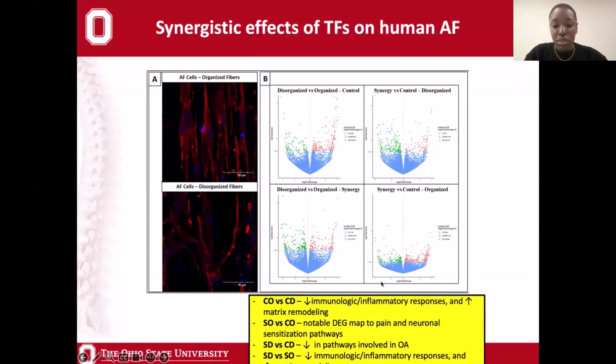When comparing our control groups across substrate, we see a decrease in the immune and inflammatory response, as well as an increase in matrix remodeling. When we compare our synergy on the organized fiber compared to the control group on the organized fiber, we see that a lot of the notable pathways map to pain and neuronal sensitization pathways. When comparing our synergy on the disorganized versus the control disorganized, we see a decrease in pathways that are involved in osteoarthritis. And when we compare the synergy disorganized to the synergy organized, we see a similar trend to the control group, where there's a decrease in the immune and inflammatory response and an increase in the matrix remodeling.